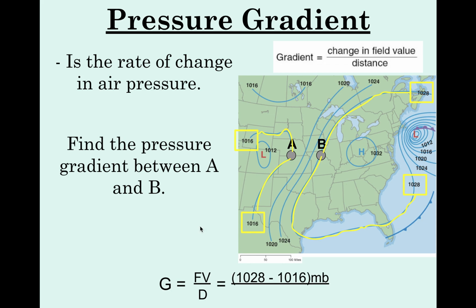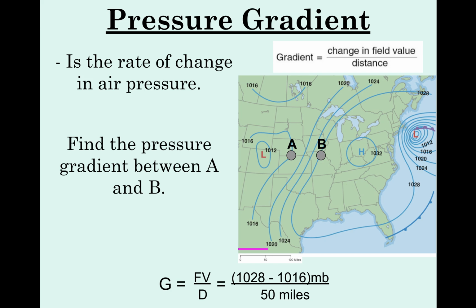So the change in field value is the difference between those two numbers. In this case, 1,028 minus 1,016 millibars. To find the distance between A and B, I would have to get a scrap piece of paper, mark the distance between A and B, and then bring that line down into my map scale. In this case, the distance between A and B is about 50 miles.